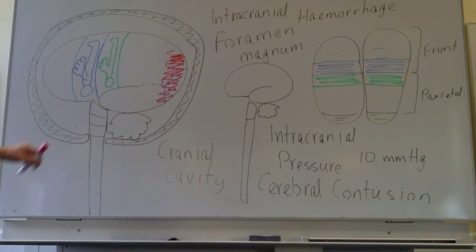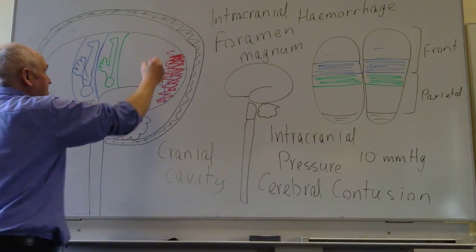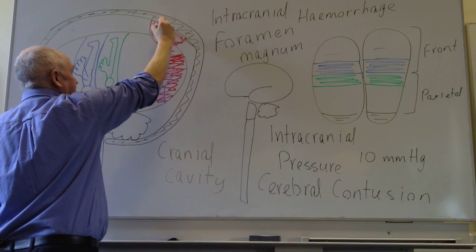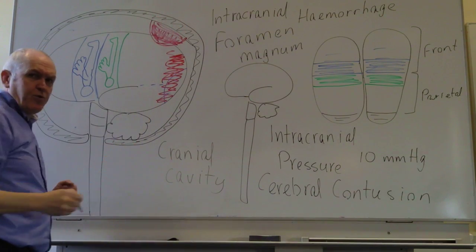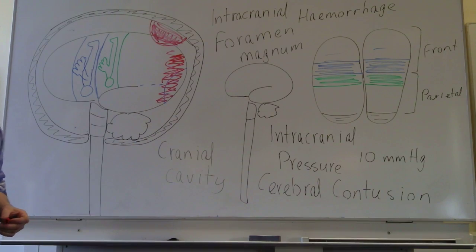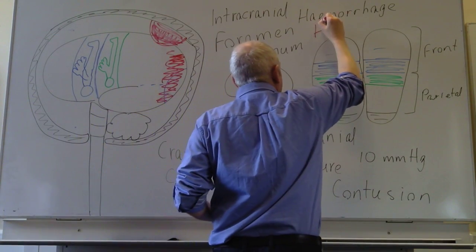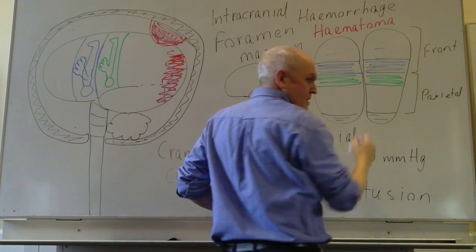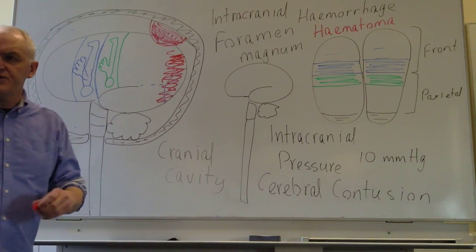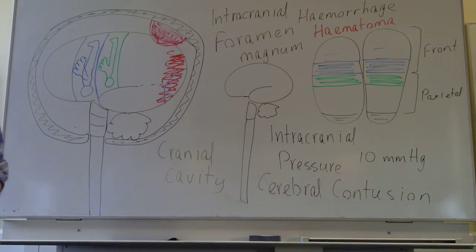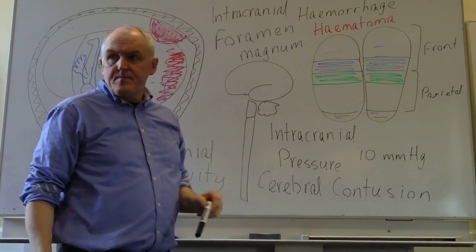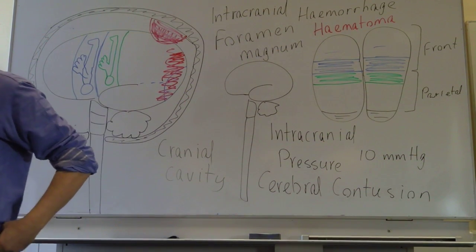And if there's bleeding, and you end up with a collection of blood, say there, from bleeding, can you see that's going to form a pool of blood, isn't it? A hematoma. So intracranial hemorrhage, hemorrhage inside the cranial cavity, can lead to an intracranial hematoma, a hematoma within the cranial cavity.